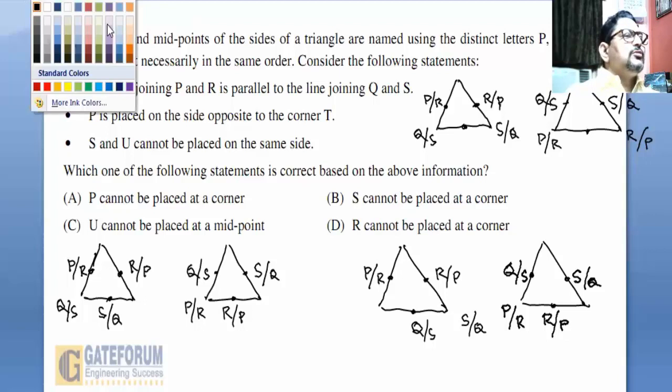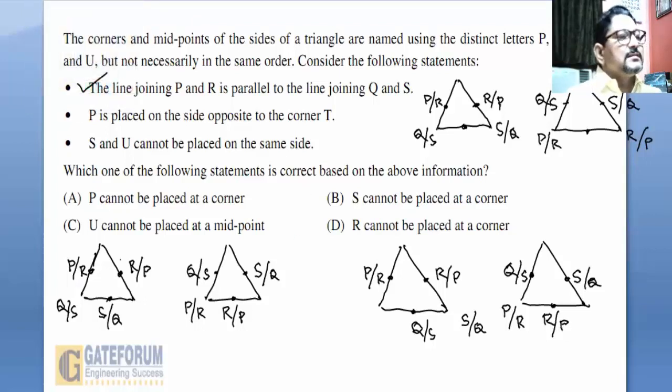Let us go on to point 2. Let us take a different color so that we can understand what we are doing about point 2. P is placed on the side opposite to the corner T. Now let us look at this. P is placed on the side opposite to the corner T. Now P can only be in these two places. So the opposite corner can only be this one and this one, but P can't sit there because our condition says only Q or S can sit there. So at the first instance we say because of the second point this is not valid.